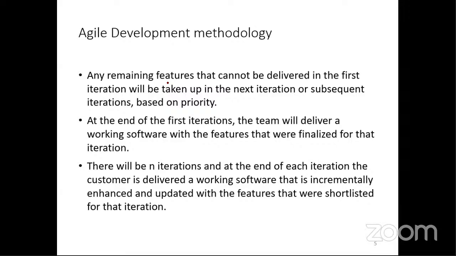Any remaining features that cannot be delivered in the first iteration will be moved to the next and subsequent iterations based on priority. At the end of the first iteration, the team will deliver working software with the features that were finalized for the iteration. There will be n number of iterations, and at the end of each iteration, the customer is delivered working software that is incrementally enhanced and updated with the features that were shortlisted for the iterations. Okay.